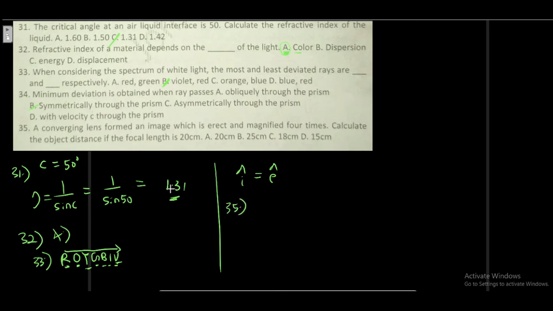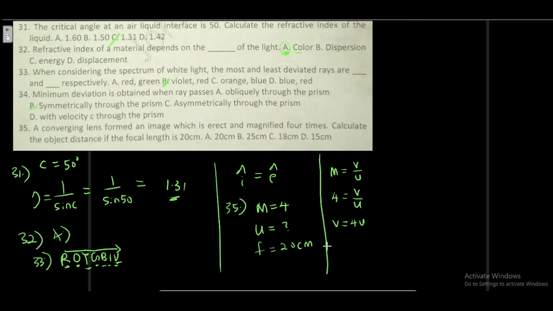Question 35 says a converging lens formed an image which is erect and magnified 4 times. So we have magnification to be 4. It says calculate the object distance. We're looking for u if the focal length is 20 cm. From the magnification formula, magnification is equal to V over U. So if magnification is 4, we have 4 equals V over U. V will be equal to 4U if we make V subject of the formula.